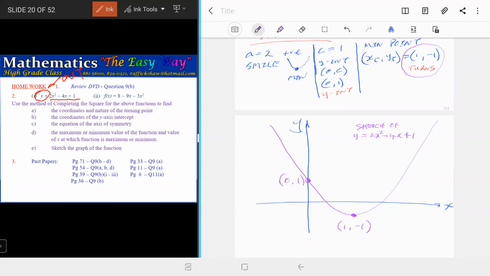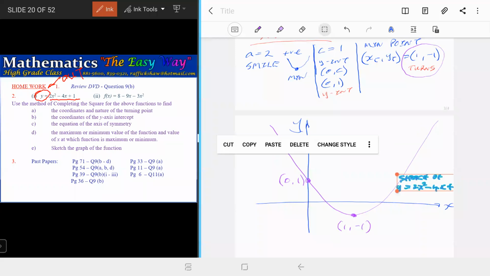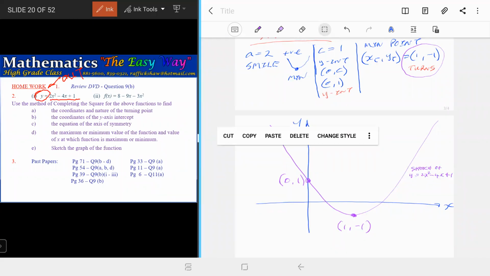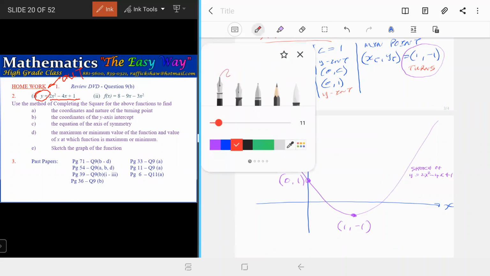Right, let's move this over. We want to put in the axis of symmetry. Let's move this over here. Move it down here. That's smaller, so it can fit. All right. I'm going to put in my axis of symmetry now in red. I'm going to draw my axis of symmetry.